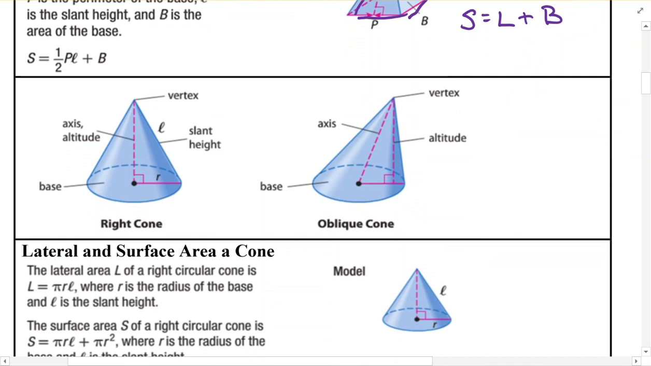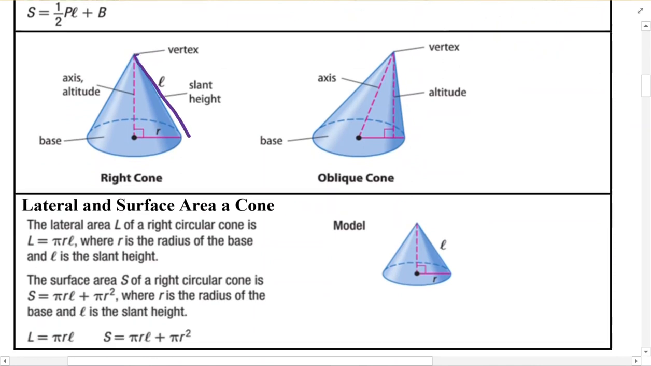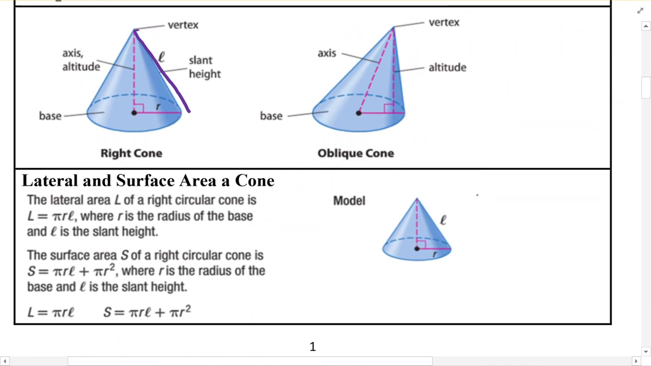For a cone, the slant height goes down the edge of the cone, and the lateral area of a cone is pi RL, where L is the slant height, and the surface area is the lateral area plus the area of the one base. And here the area of the base is going to be pi r squared.